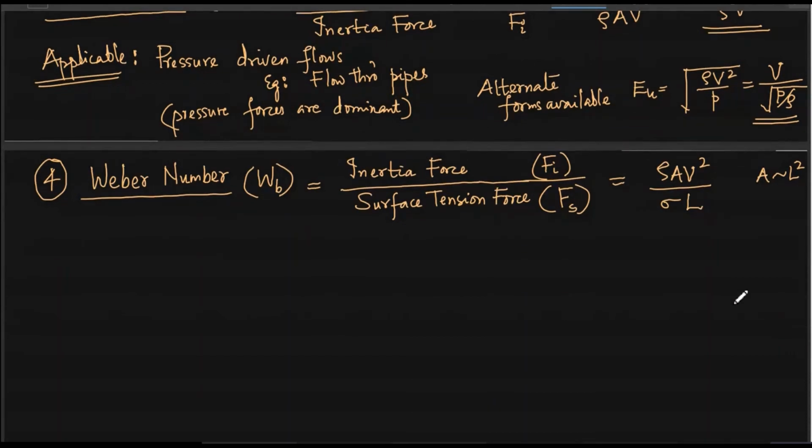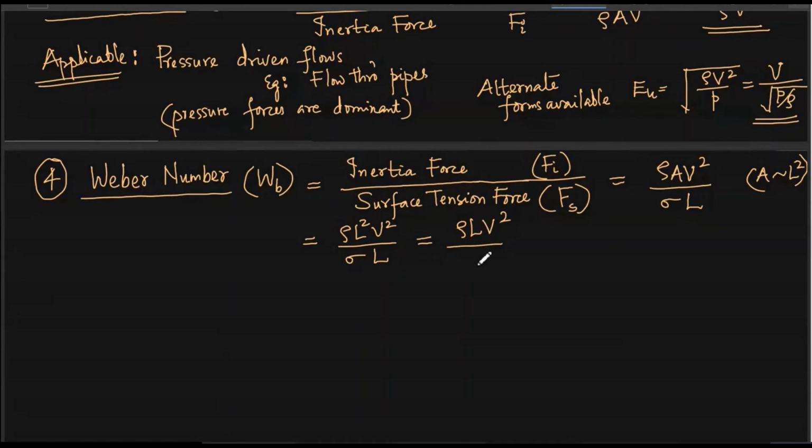So rho A V square divided by sigma L. And again, you can simplify because area can be replaced by L square. So rho L square V square divided by sigma into L. Rho is mass density, sigma is the surface tension coefficient per unit length. Okay, so rho L V square divided by sigma.